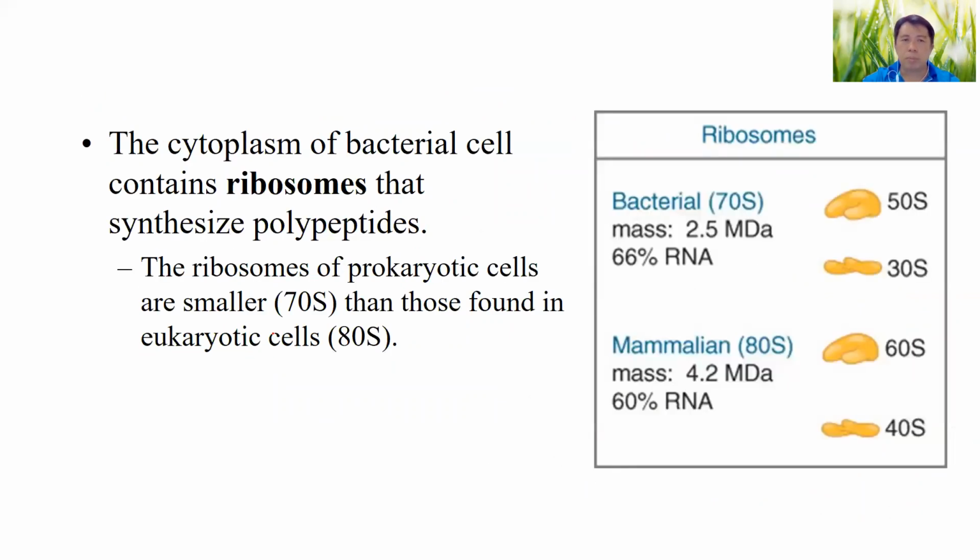Ribosomes. Ribosomes are found in the cytoplasm of prokaryotic cells. But the ribosome of the prokaryotic cell is different from those in eukaryotic cells.